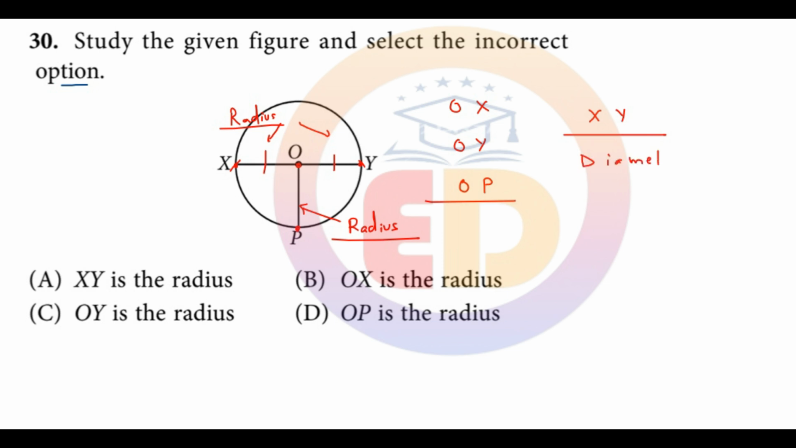These three are radius. Let's look at the options. XY is the radius. No, XY is the diameter. This is wrong. Incorrect. This can be the answer. Let's check the second. OX is the radius. Yes, it is the radius. OY is the radius. Yes, it is the radius. OP is the radius. Yes, all three are radius. OX, OP and OY. XY is not the radius, it is the diameter. Answer is option number A.